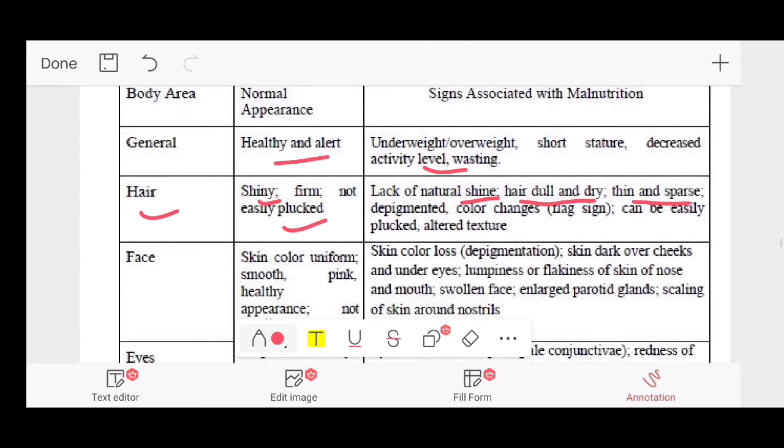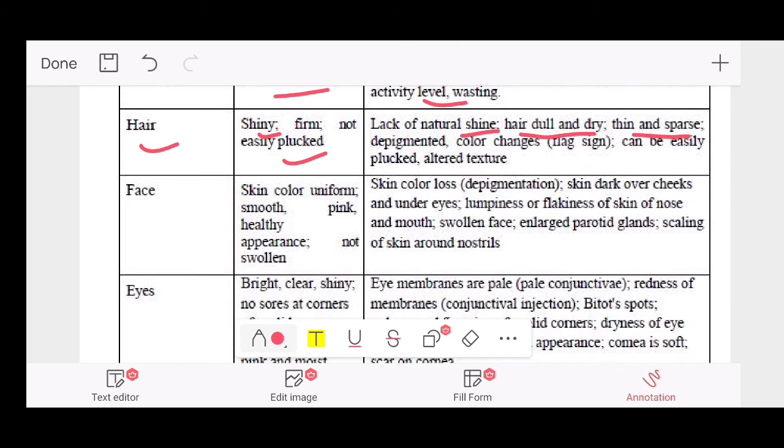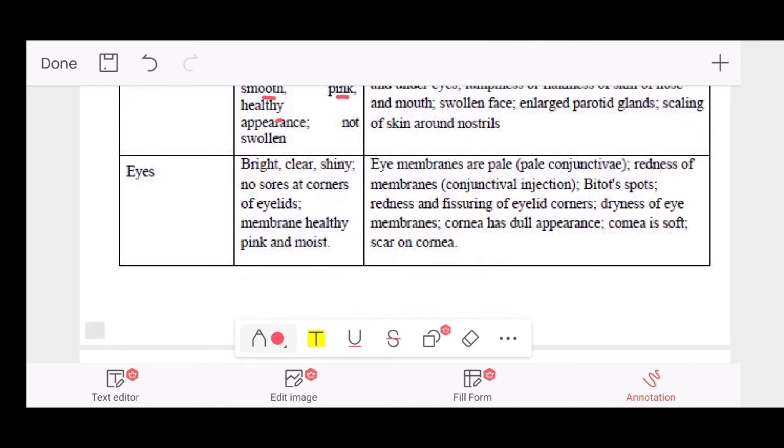Means if the child is in normal condition, then the hair will be shiny and cannot be plucked easily. But in case of malnutrition, the lack of natural shine will be there, hair will be dull and dry, and it will be plucked easily. Face, the skin color of the face in the normal condition will be smooth, pink and healthy. In case of malnutrition, the skin color will be lost. Like this, all the things are given in this chart.